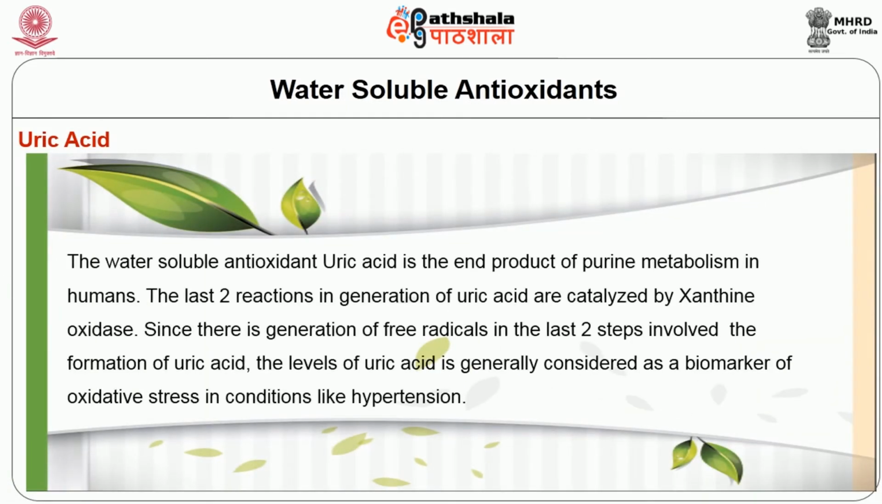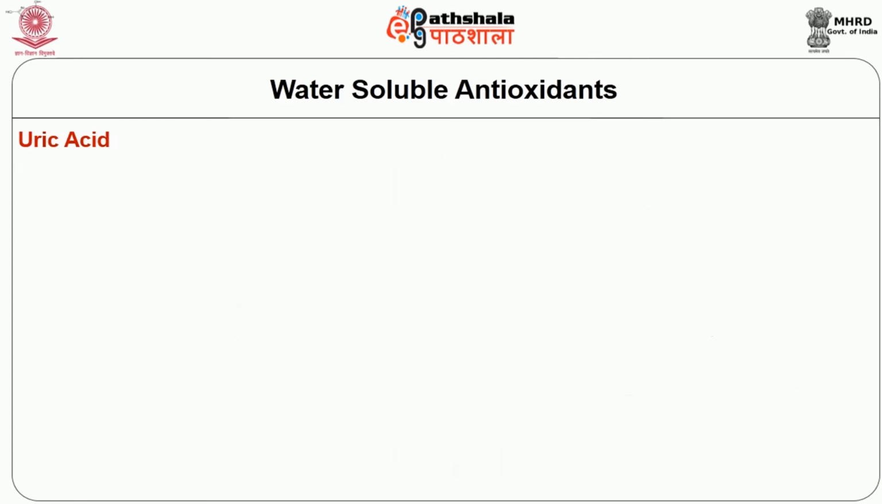The water-soluble antioxidant uric acid is the end product of purine metabolism in humans. The last two reactions in the generation of uric acid are catalyzed by xanthine oxidase. Since there is generation of free radicals in the last two steps involved in the formation of uric acid, the level of uric acid is generally considered a biomarker of oxidative stress in conditions like hypertension.